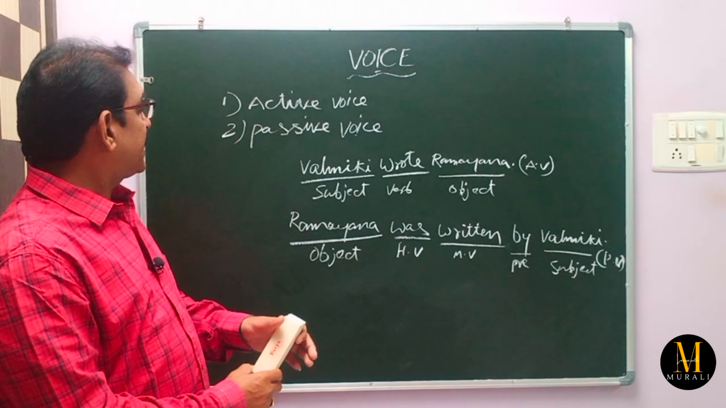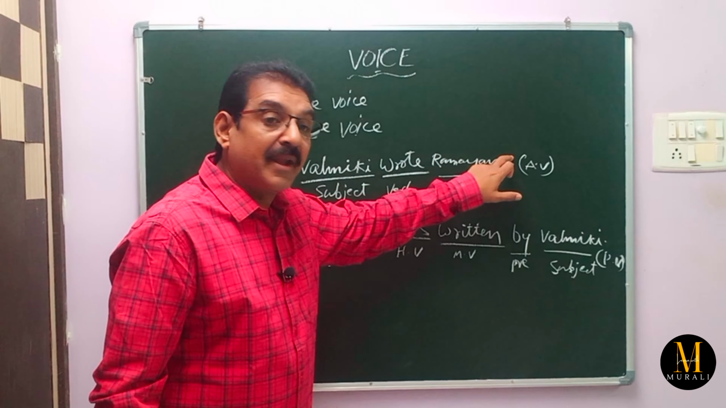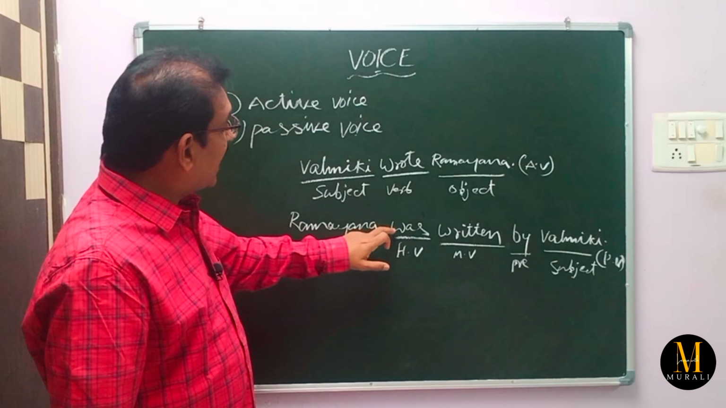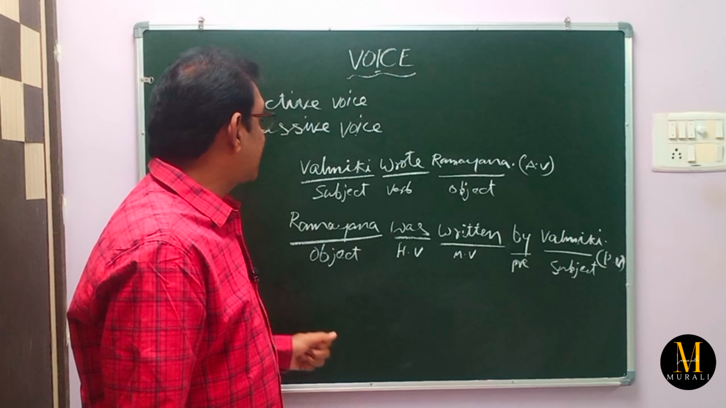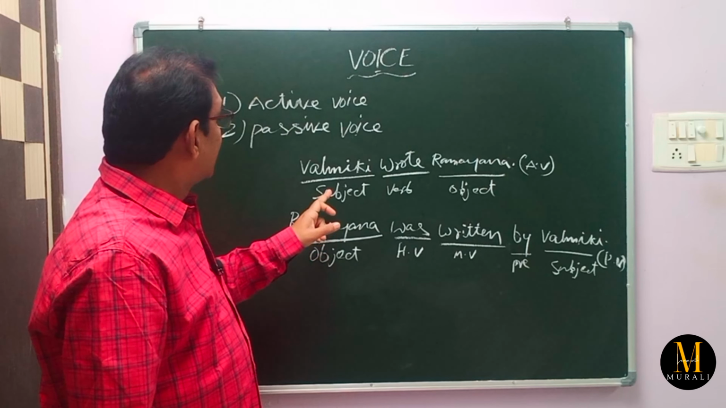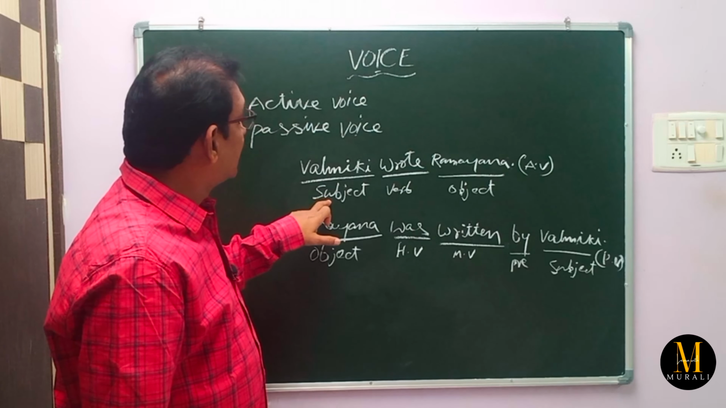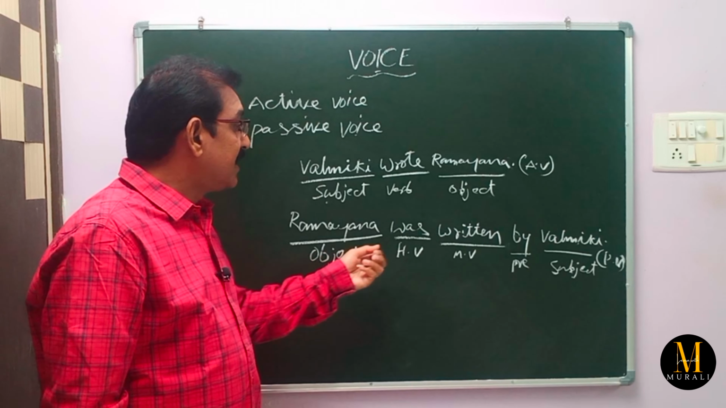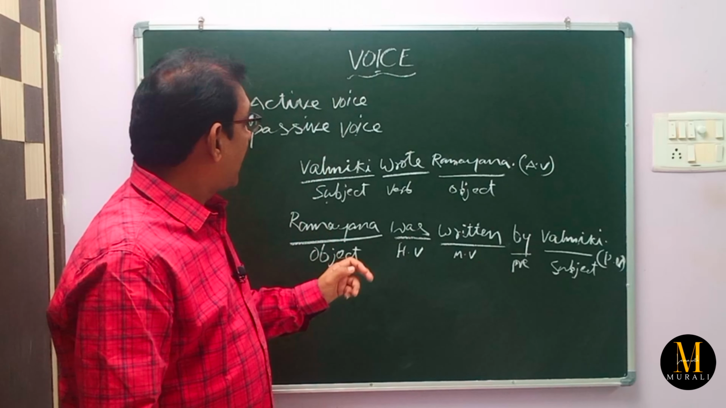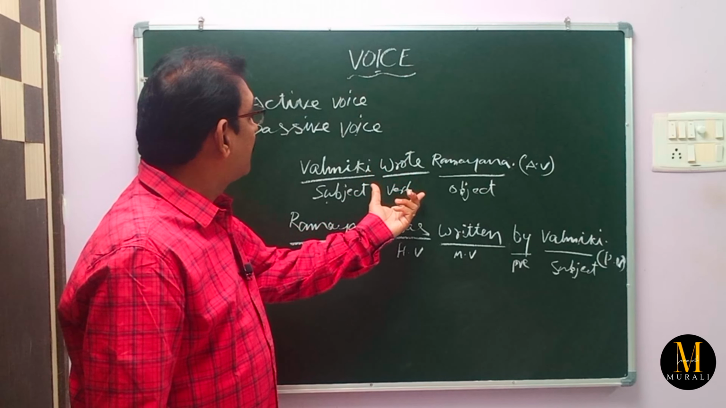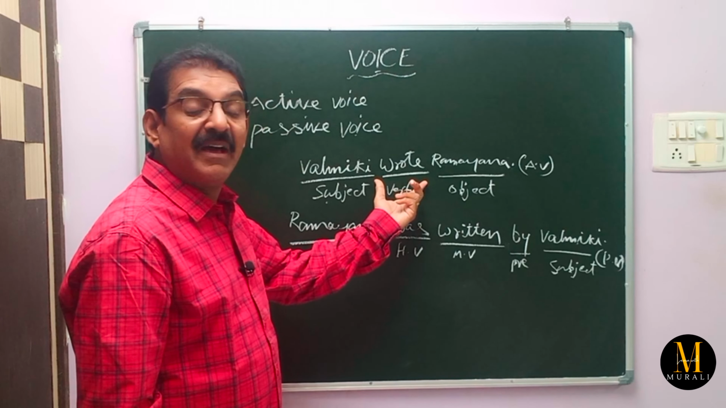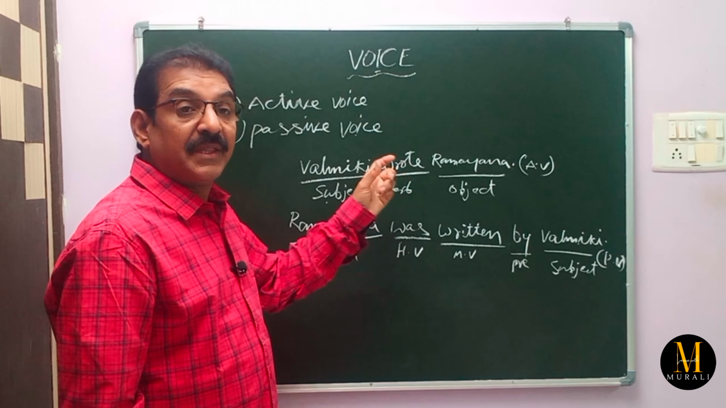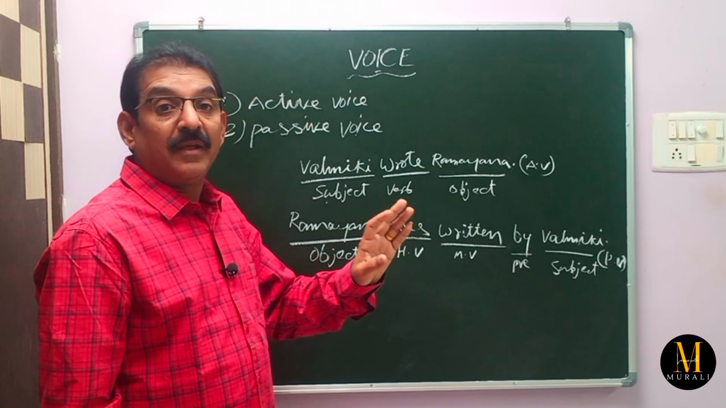Observe these two sentences. Valmiki wrote Ramayana, active voice. Ramayana was written by Valmiki, passive voice. What are the changes? In the first, the subject comes first and the object goes last. Here, the object comes first and the subject goes last. And we change only the middle verb. The tense never changes. Only the verb form changes.